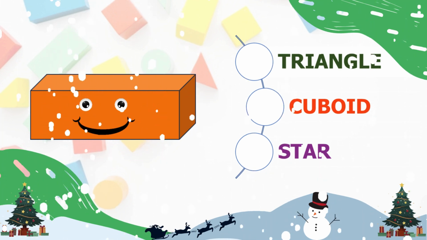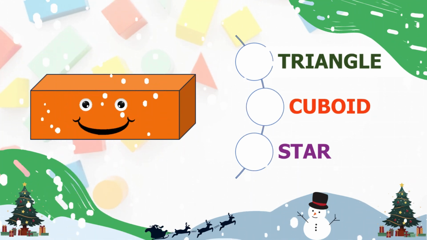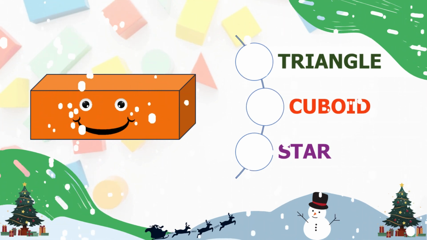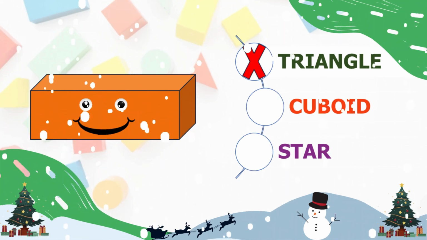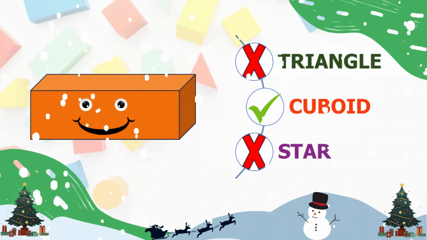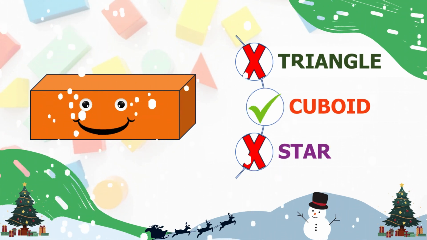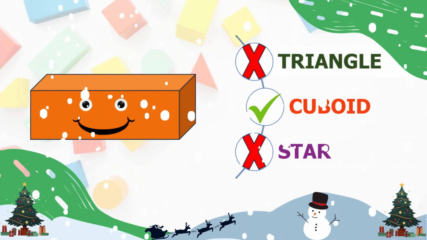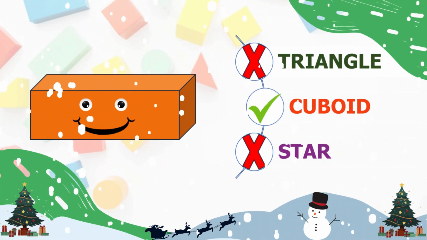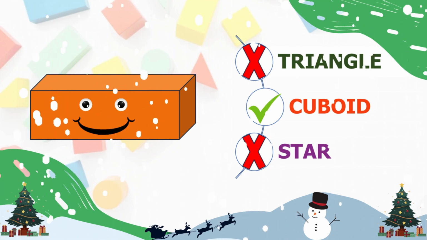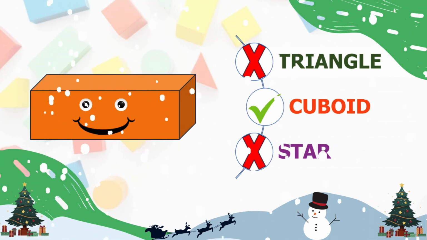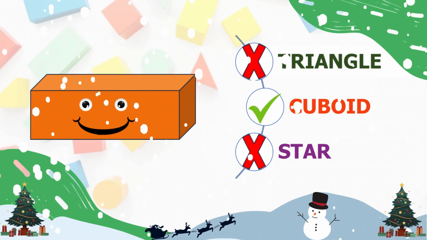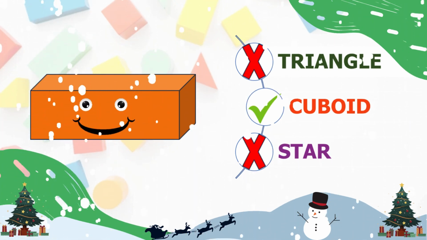What is the name of this shape? You have three options. This shape is a cuboid. C U B O I D, Cuboid.